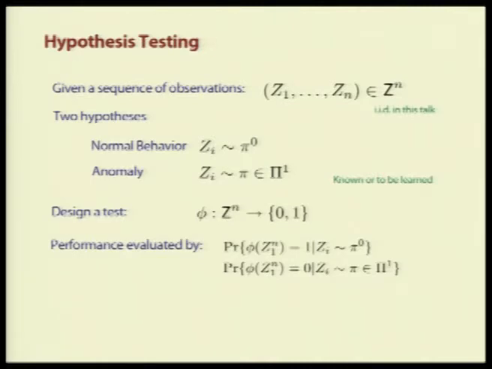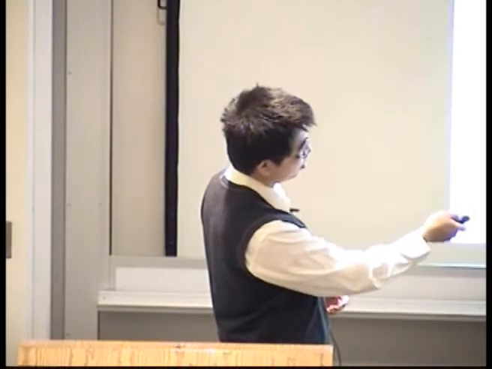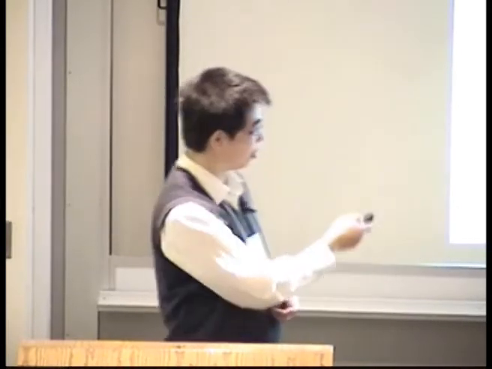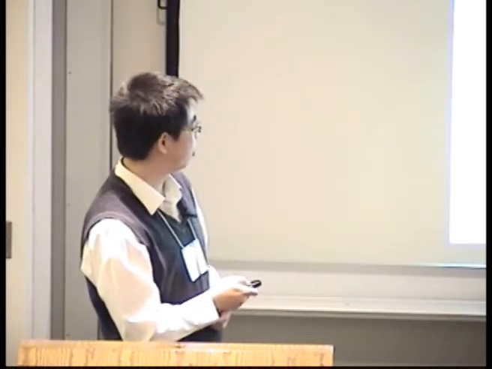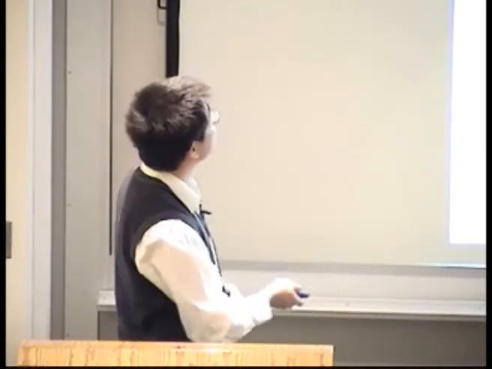And we want to design the test, basically taking this sequence of observations and giving a binary value. If it's 0, then you say it's normal. If it's 1, then you claim anomaly. The performance evaluation is basically the false alarm: what happens if the truth is pi 0, but you claim it's 1? That's a false alarm, and the other is the probability of misdetection. And we restrict to tests that are a function of empirical distributions. You can always do that without loss of generality for the IID case.